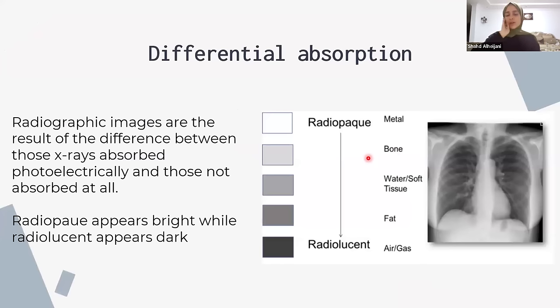Differential absorption. In this lecture, the doctor in the early slides reviewed in general what we discussed in the CT and X-rays and so on, and then moved on to specifics. So this is one of the review slides again. There is different attenuation depending on the absorption of the X-rays, and those that are not absorbed. Radio opaque will appear bright, while radiolucent will appear dark. Radio opaque, for example the bones, will appear white. Metal and bone are radio opaque. Radiolucent is as you go down from the tissues to the fat and finally to the air, they will look darker.